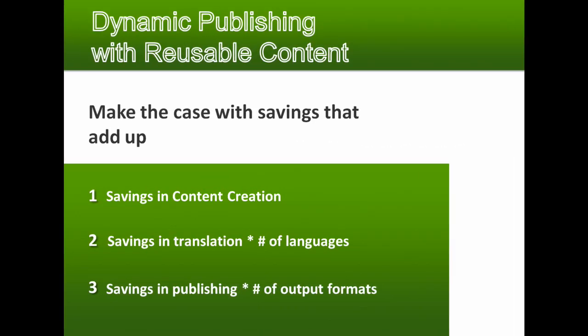The savings with content reuse and dynamic publishing are not exponential, but the savings do cascade from one process to another, and it has a multiplying effect. So it's very easy to see what the business case is for content reuse and using an authoring and a dynamic publishing system.